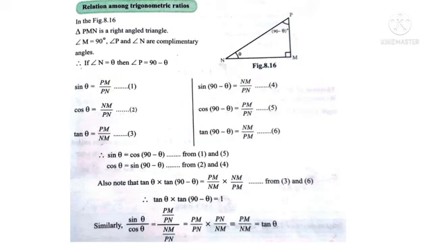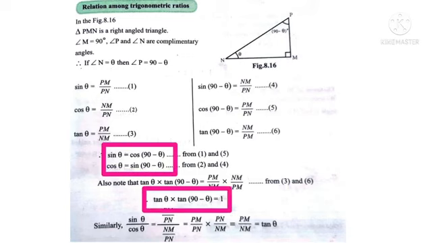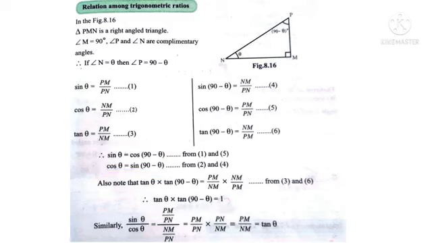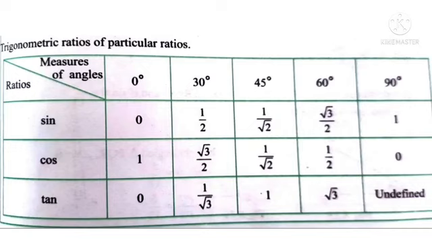So from this relation you remember 3 points. First is sin theta is equal to cos 90 minus theta, cos theta is equal to sin 90 minus theta, and lastly tan theta into tan 90 minus theta is equal to 1. These are the relations among trigonometric ratios. Then one more point is there, trigonometric ratios of particular angles. For different angles you had learned this concept.